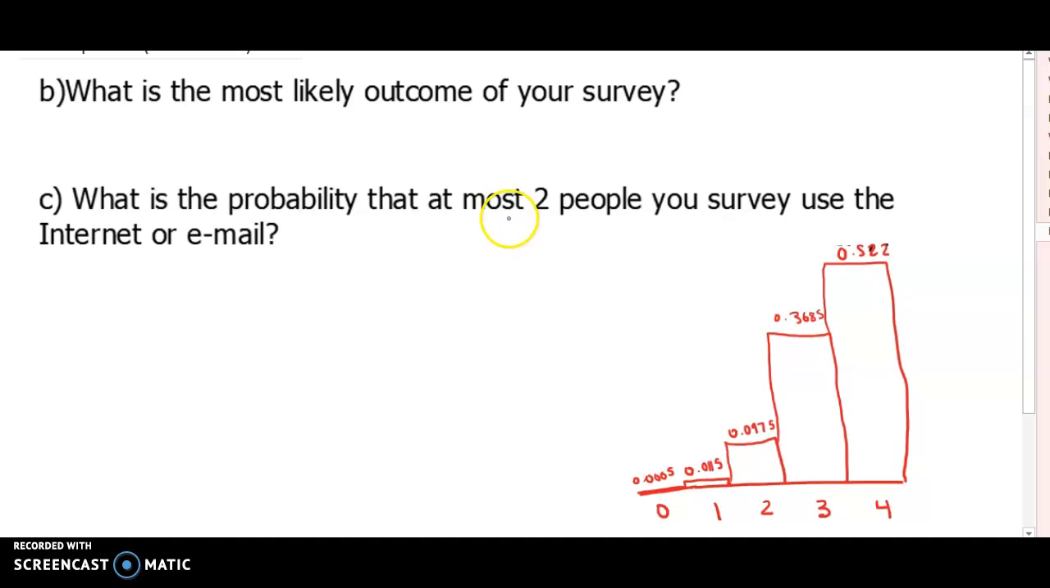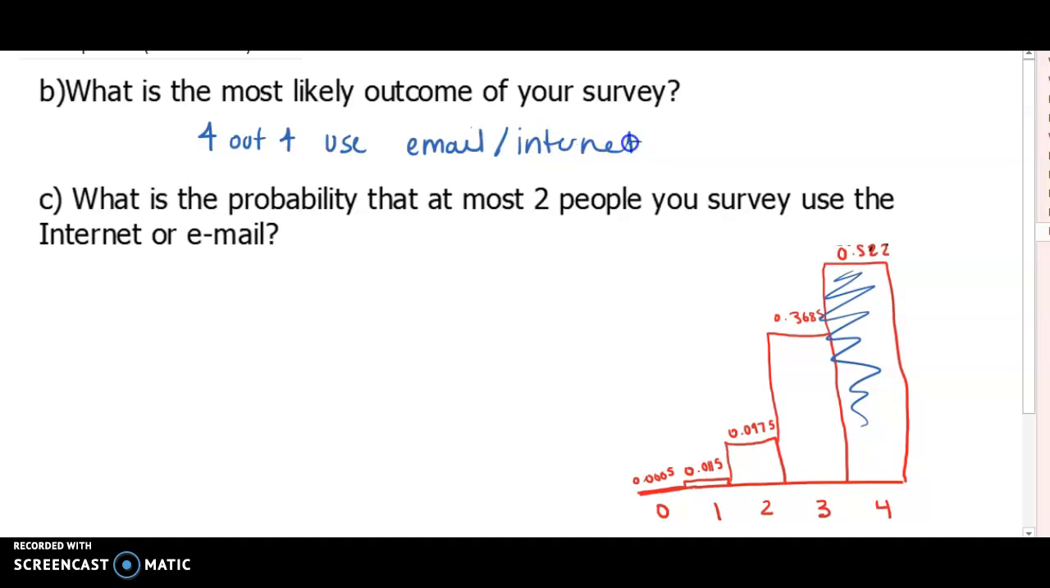Part B says, what is the most likely outcome of our survey? Well, clearly, this is the most likely outcome. So 4 out of the 4 use email or internet. And it says, what is the probability that at most, so this would be the probability of 0 or 1 or 2, which is the probability of 0 plus the probability of 1 plus the probability of 2.